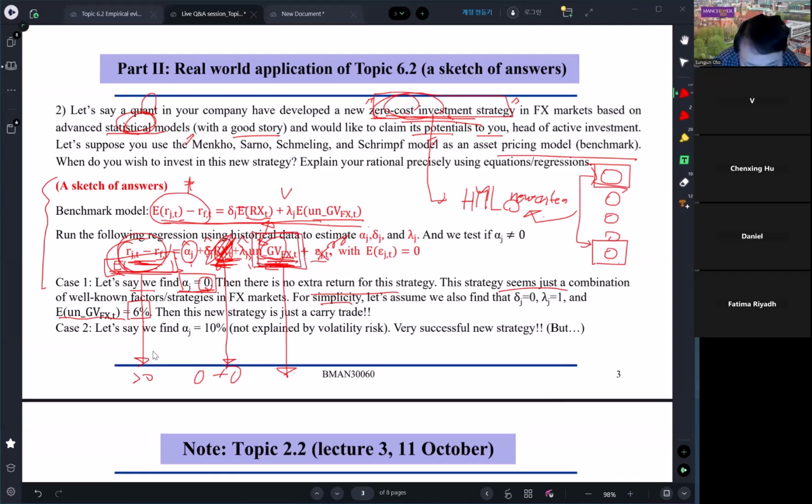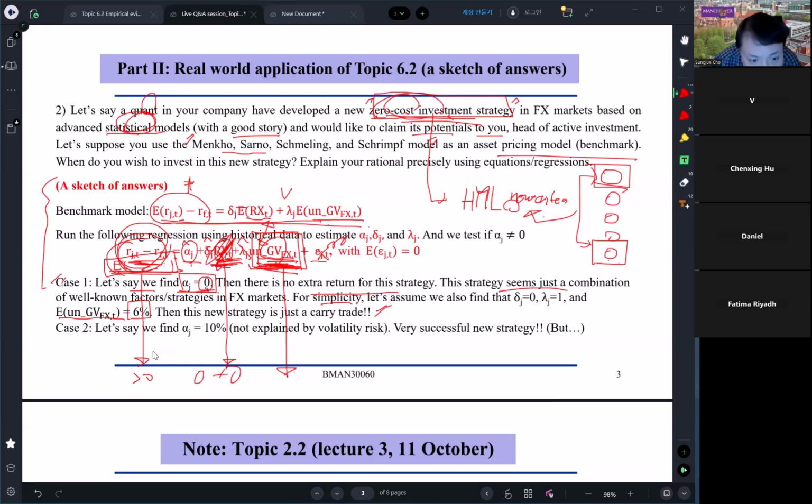Now, this one is closely related to carry trade. The previous Lustig model says HML FX, the carry trade strategy profitability, is explained by this factor. So in this case, we got a plus number here, 0 here, 0 here, only numbers here. That means this so-called new investment strategy is just a carry trade strategy, nothing new. So there's no reason to implement this new investment strategy. You can just buy an ETF on carry trade if you want.